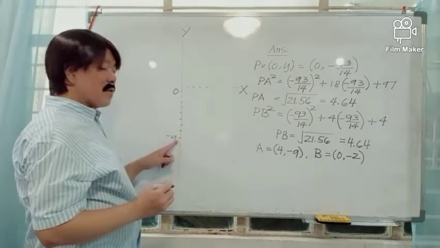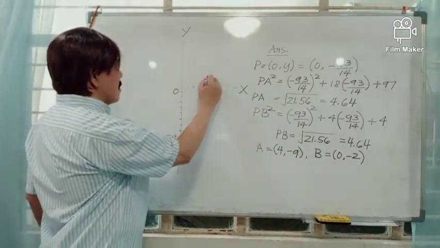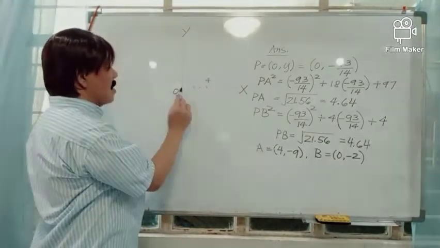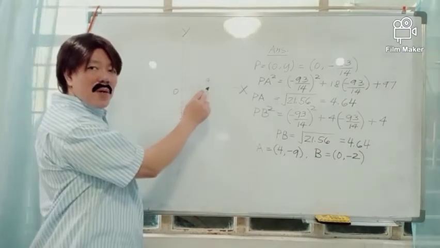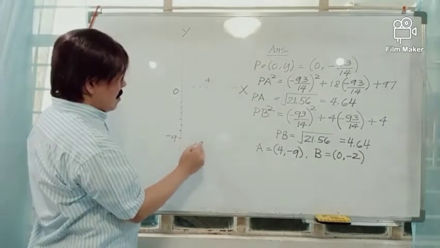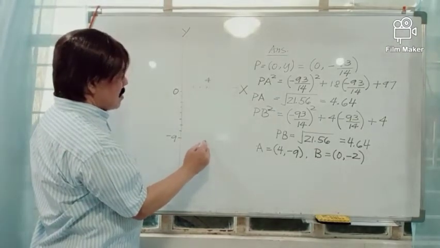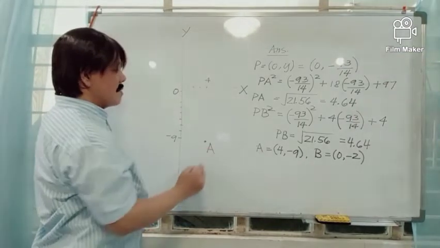This is 9 units downward and 4 units to the right. For point A, count 4 units from the origin, 1, 2, 3, 4. And from this point, you count 9 units downward. And this is the first given point, A.